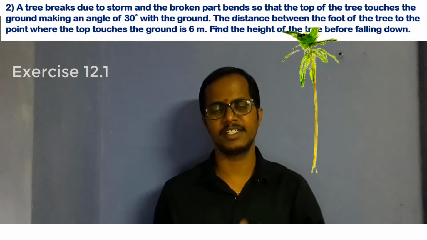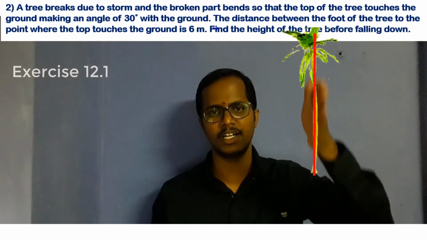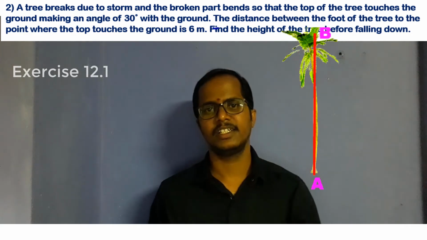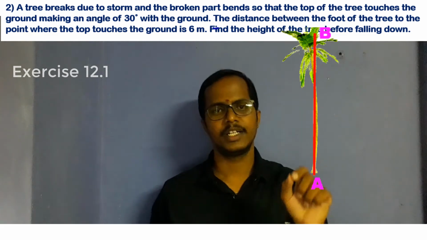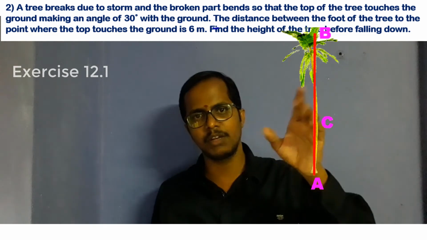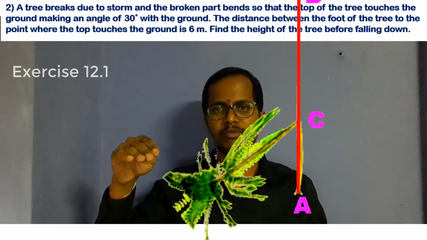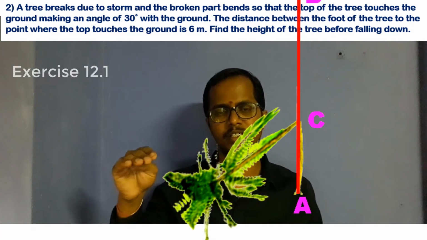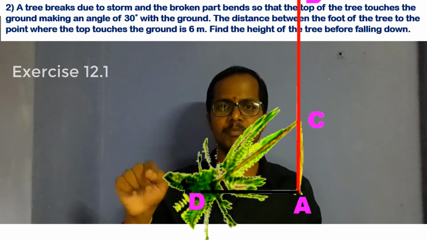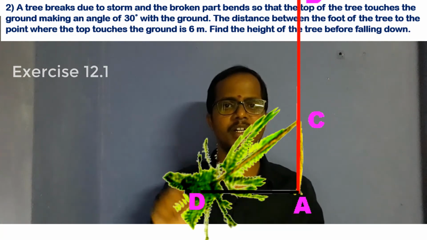Let us imagine a tree and assume its vertical height with a straight line AB, and this tree was broken due to a storm. Let us take the breaking position of the tree as point C. So the broken part bends and it touches the ground at some point. Assume this point as D. Now D represents the top of the broken part of the tree.